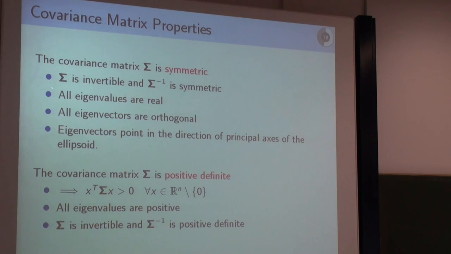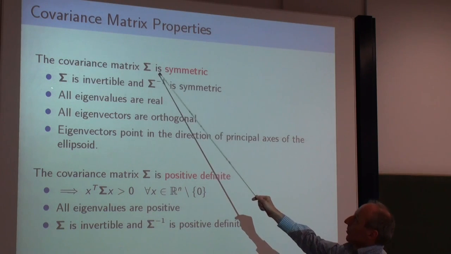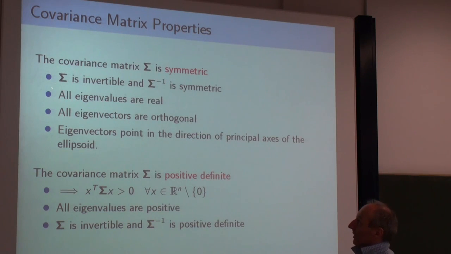Some properties of the covariance matrix. We don't have the time to prove all this, as we will go towards applications, so I just state some of these properties. They are not really difficult to prove, but here we will just state them. The covariance matrix sigma is symmetric.